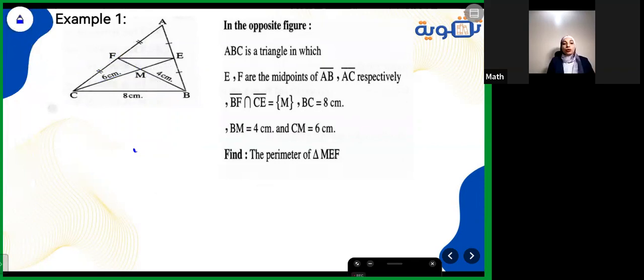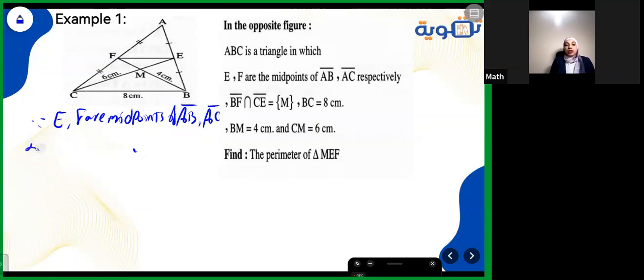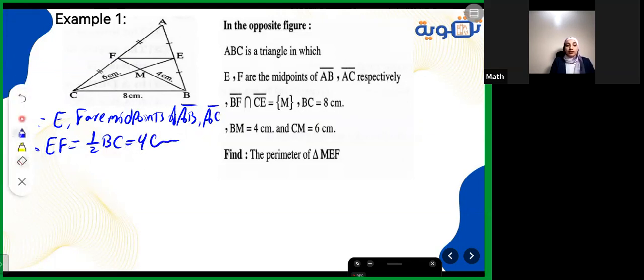First of all, we will say that since E and F are midpoints, he already gave me this information. E is the midpoint of AB and F is the midpoint of AC. These are two midpoints here. Then I can start with any of the two pieces of information. I will start by writing that EF will be half the third side BC, which will equal 4 centimeters. That is the first thing to write here.